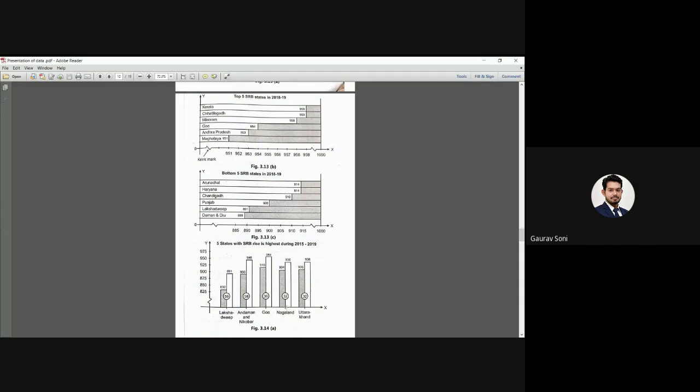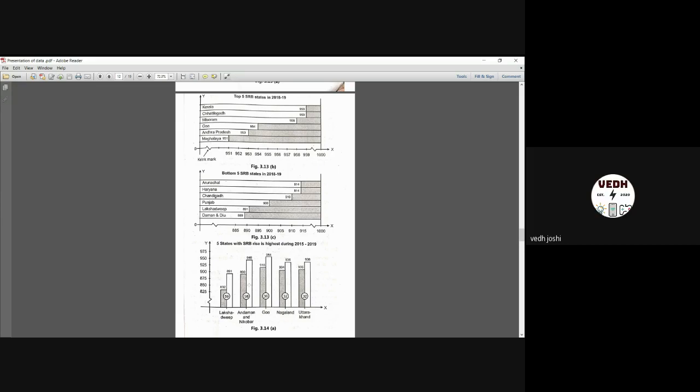Okay, so the question was, name the state showing highest rise in SRB. The highest rise in SRB is this 59, and it is shown by the state Lakshadweep. So Lakshadweep is the correct one. Then, name the state showing highest decline in SRB during the year 15-19.